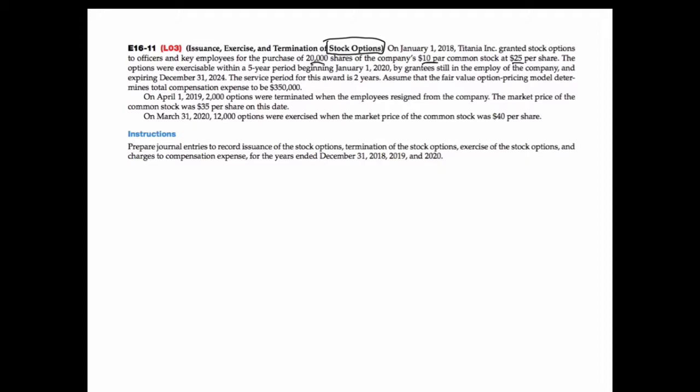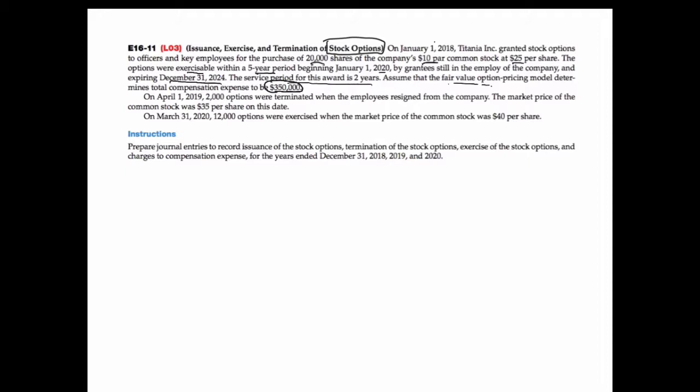And they are exercisable within a 5-year period beginning January 1, 2020, by grantees still employed by the company. And they expire on December 31, 2024. The service period for this award is 2 years, from January 1, 2018 through 2019. We assume that the fair value option pricing model determines the value of these to be $350,000.